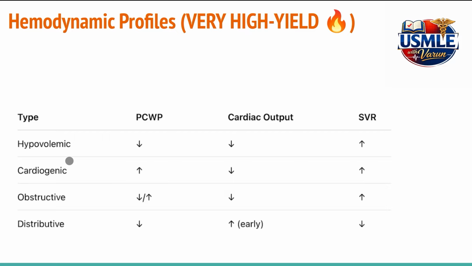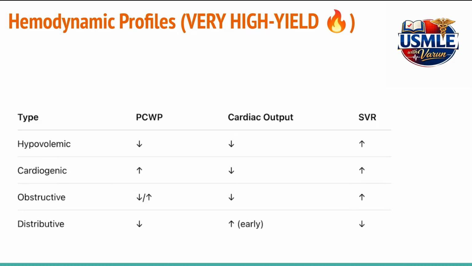In hypovolemic shock, there's reduced pulmonary capillary wedge pressure, and also reduced cardiac output because of reduced circulating blood volume, and also increased systemic vascular resistance. Whereas cardiogenic shock is associated with increased pulmonary capillary wedge pressure, reduced cardiac output, and increased systemic vascular resistance. And obstructive shock might be associated with a reduced or increased pulmonary capillary wedge pressure, but it is characterized by an increased systemic vascular resistance along with a decreased cardiac output.